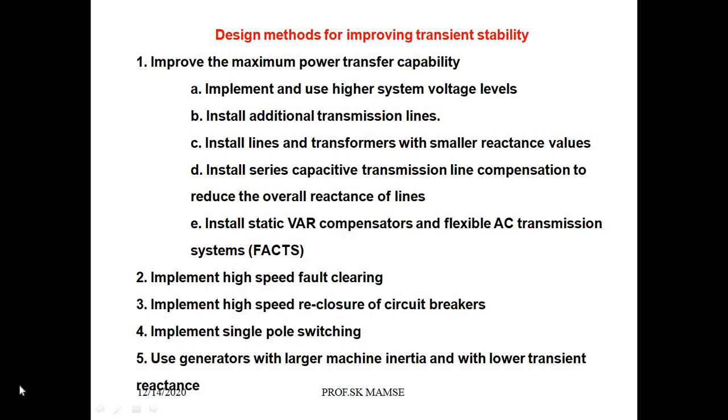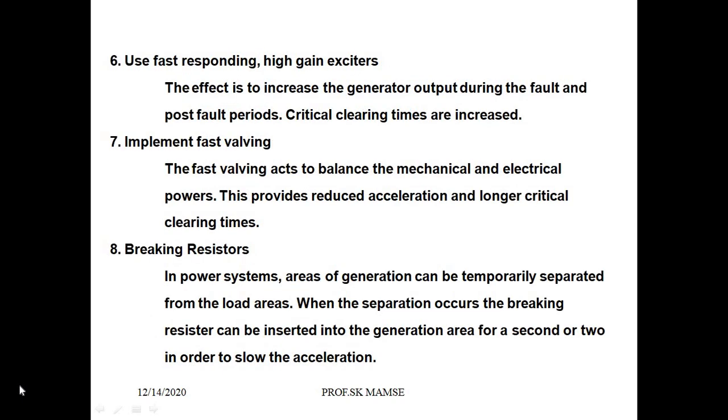Then fifth one, use generators with large machine inertia and lower transient reactance. Then sixth point, use fast responding high gain exciters. The effect is to increase the generator output during the fault and post-fault periods. Critical clearing times are increased.